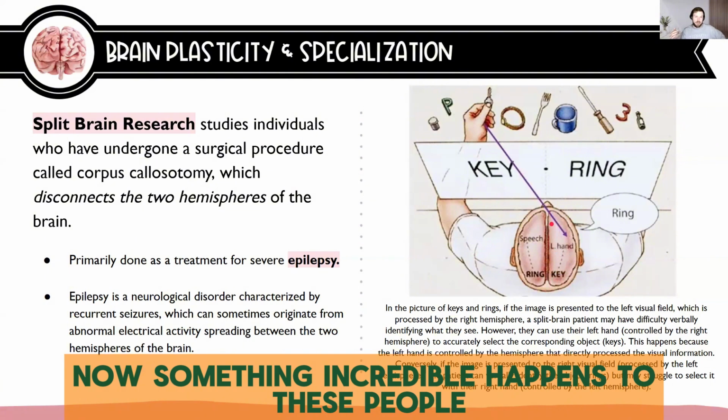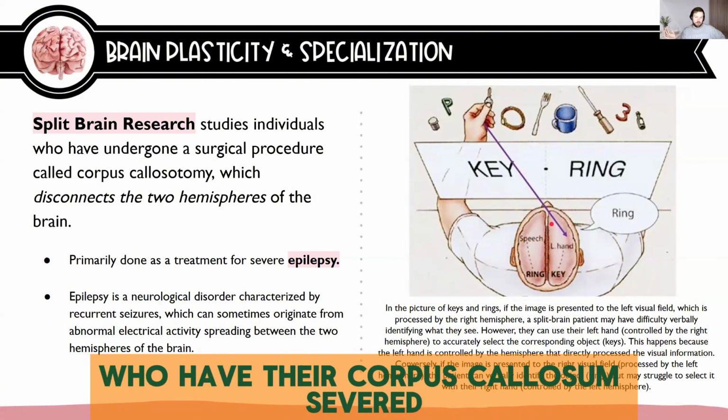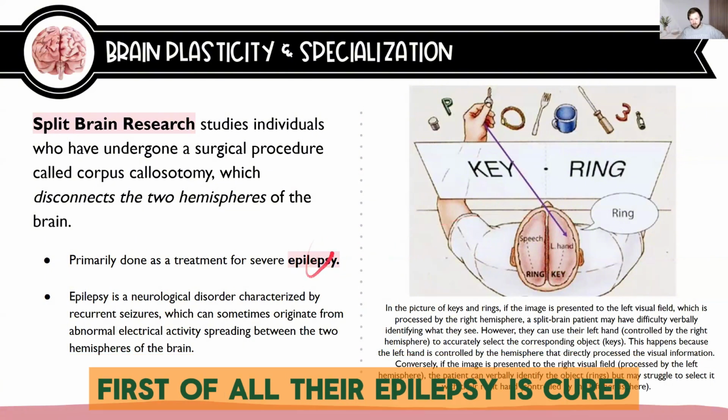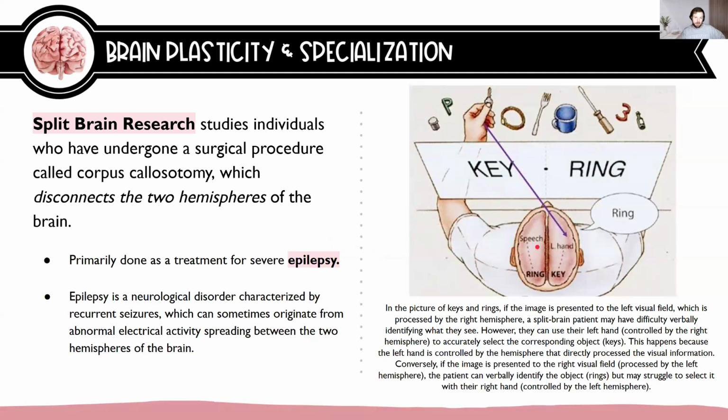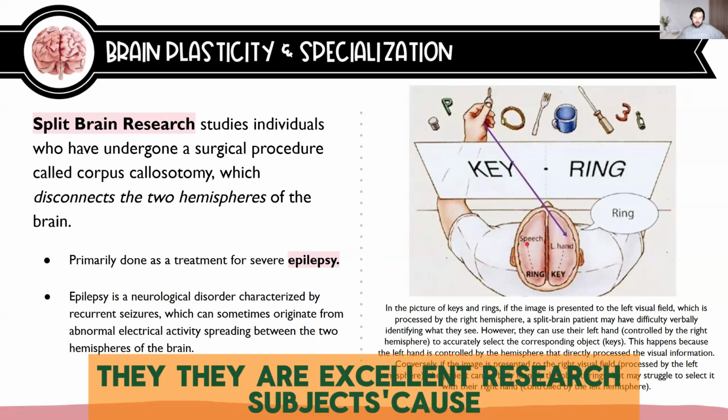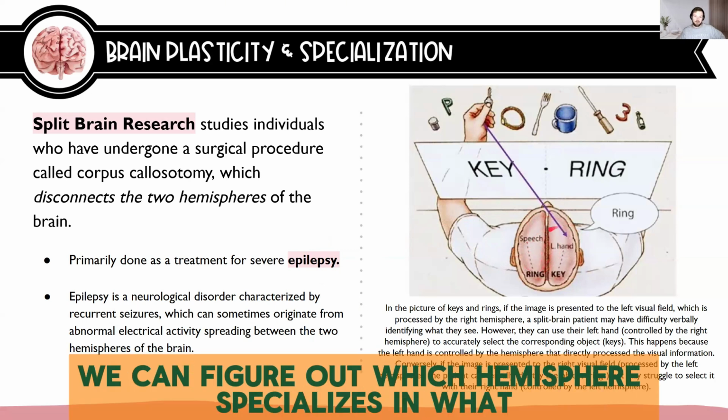Now, something incredible happens to these people who have their corpus callosum severed. First of all, their epilepsy is cured. They no longer have seizures because there's no longer misfiring between the hemispheres. However, they are excellent research subjects because we can figure out which hemisphere specializes in what.